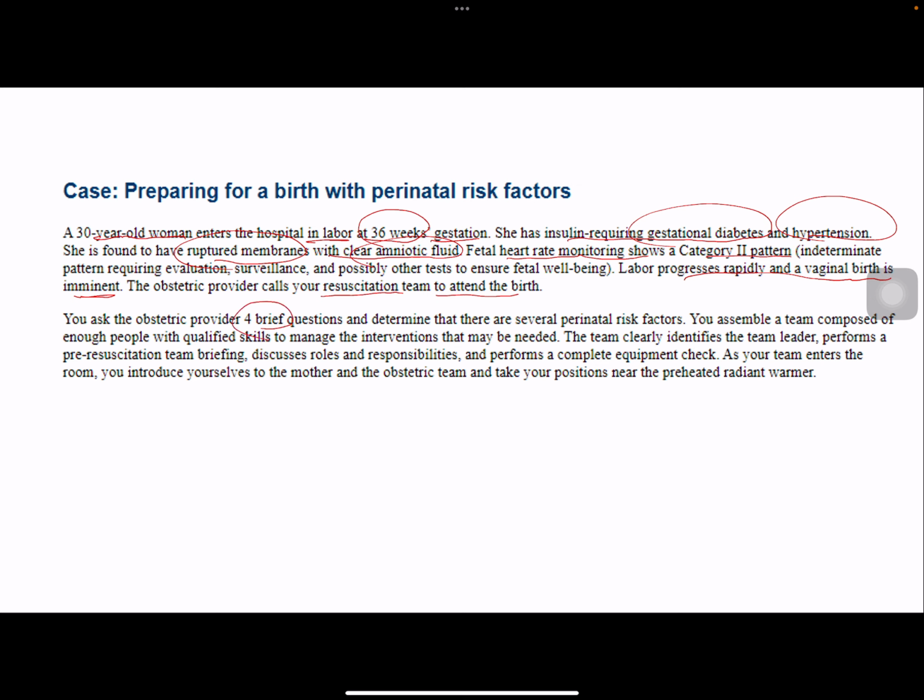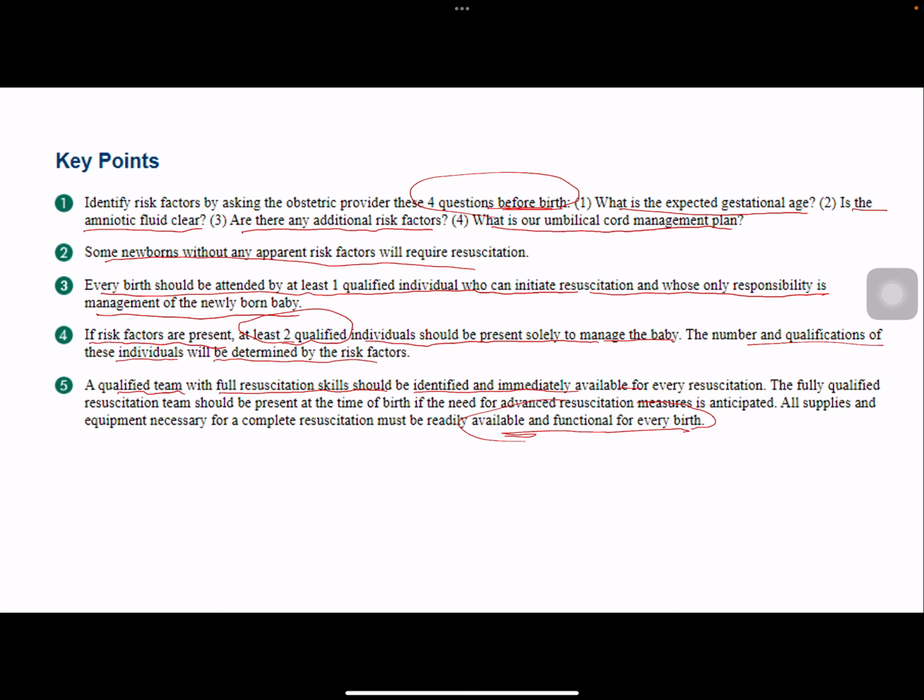So what are the 4 questions now? You know it. What is the gestational age? Is the amniotic fluid clear? Are there any additional risk factors? What is our umbilical cord management plan?